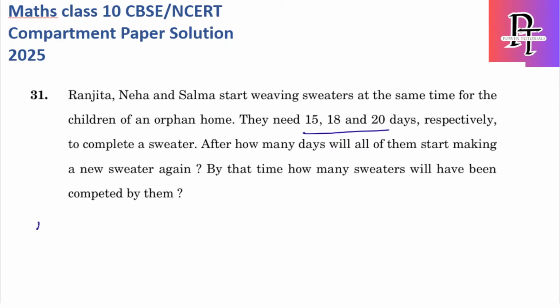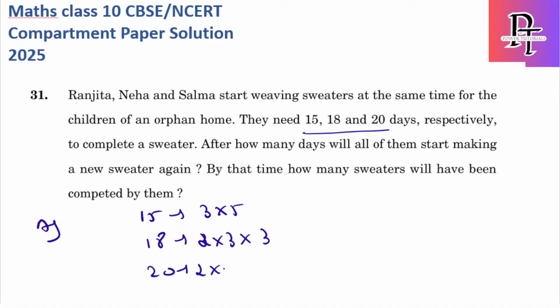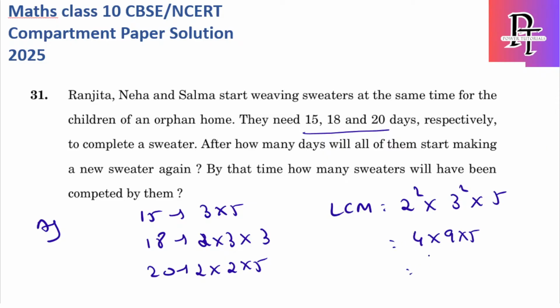Okay, to get the LCM I'll use the prime factorization method. So for 15 it will be 3 into 5, for 18 it will be 2 into 3 into 3, and for 20 it will be 2 into 2 into 5. So the LCM is equal to, the highest power of 2 is 2 square, of 3 is 3 square, and 5 is only 1. So 2 square is 4, 4 into 9 into 5, 4 9s are 36, 36 into 5 is 180. So the LCM is 180.